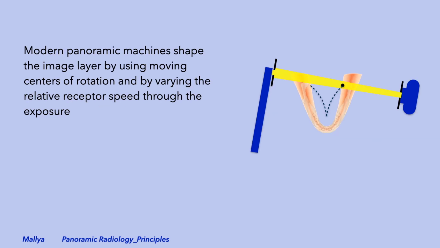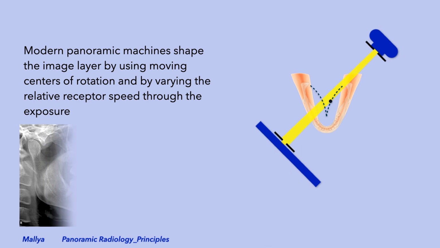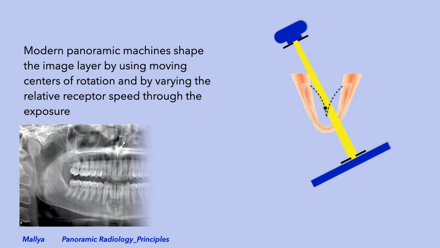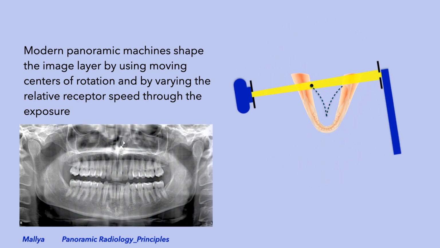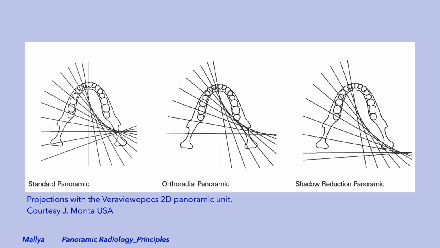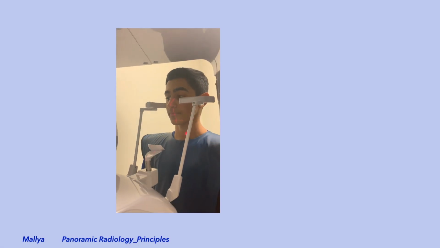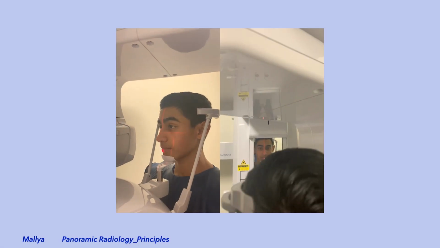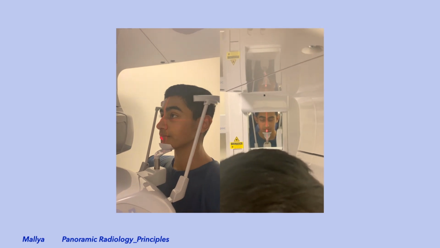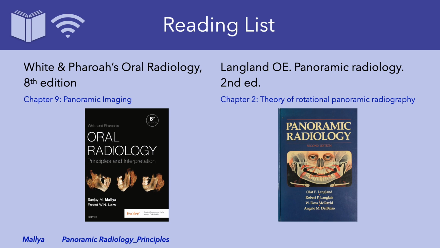Modern panoramic machines shape the image layer using moving centers of rotation and by varying the relative receptor speed through the exposure cycle. Many manufacturers offer options for different image layers to accommodate jaws of varying shapes and sizes. To facilitate patient positioning into the image layer, panoramic machines are equipped with laser lights that guide patient positioning. You may refer to these resources for more information on this topic.